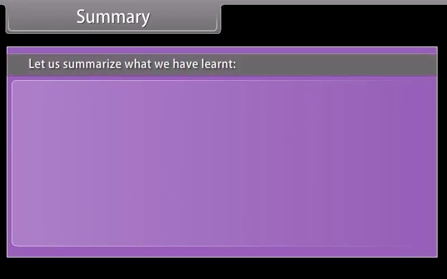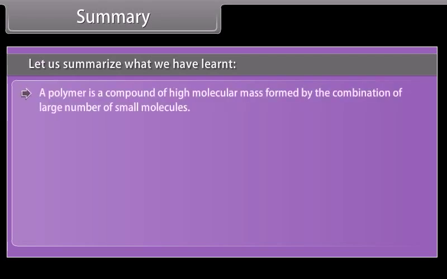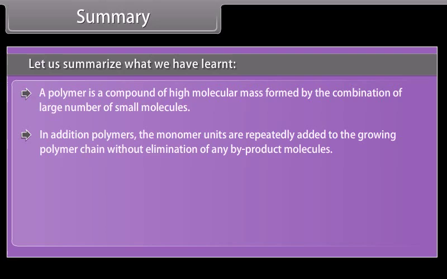Summary. Let us summarize what we have learned. A polymer is a compound of high molecular mass formed by the combination of a large number of small molecules. In addition polymers, the monomer units are repeatedly added to the growing polymer chain without elimination of any byproduct molecules.